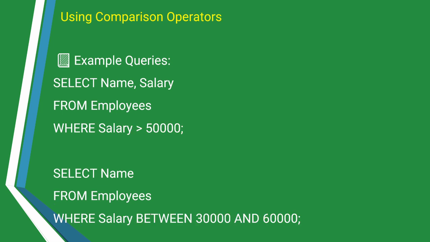Try comparison operators. Find employees earning more than 50,000 or those whose salaries fall between 30,000 and 60,000. This is especially useful in HR or finance systems.